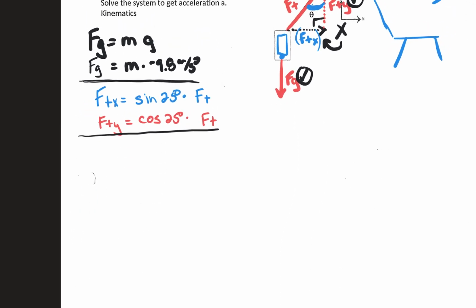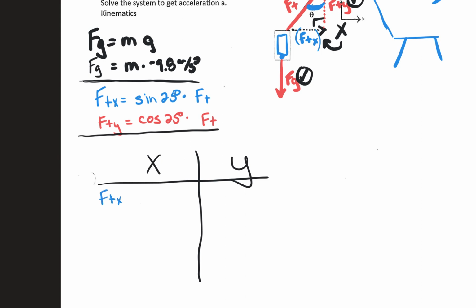What I mean by that is, let's set up a list of our forces in the X and the Y direction. Okay, so how many X forces do we have? Only one. FTX is equal to sine 25 times FT. In the Y direction, there's two of them. There's m times negative 9.8. That's the force of gravity. And we also have cosine 25 times FT, and that's equal to FTY.